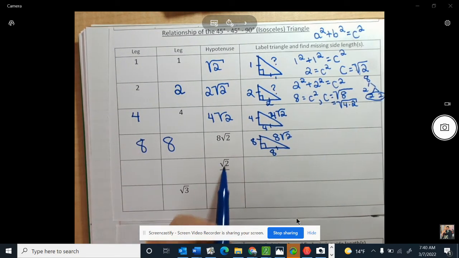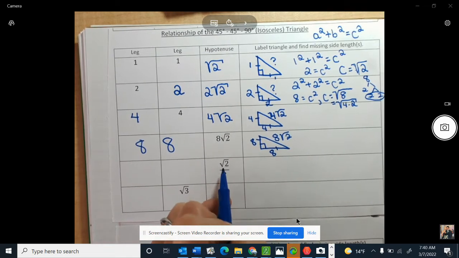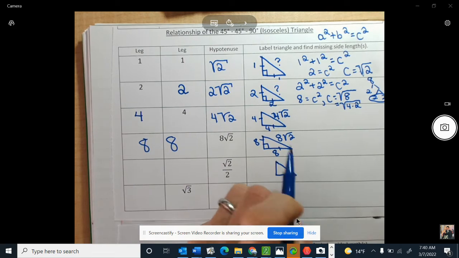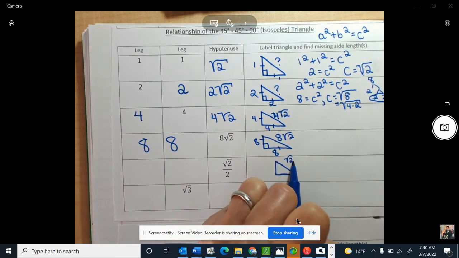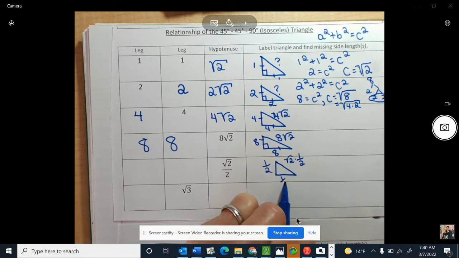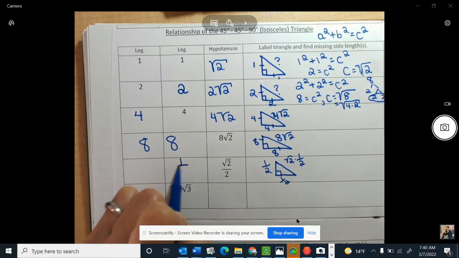Now this one's a little bit different, but again, what is being multiplied times the square root of 2? Square root of 2 times 1/2. And so 1/2 is the length of the legs.